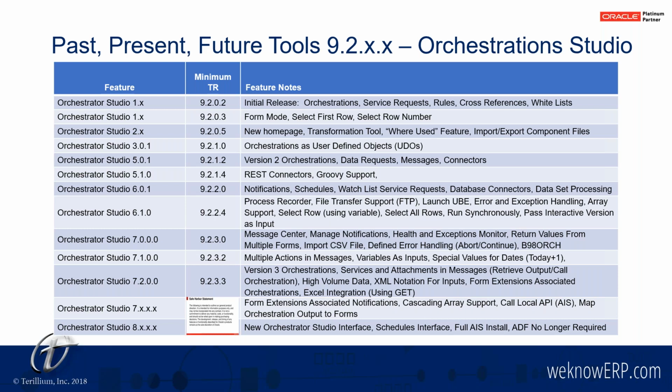Next would be with the Orchestrator Studio. So the Orchestrator Studio first came out in 9202, allowed for basic service requests, rules, cross-references, and whitelists to be able to be done. Every release since then has had significant features, so much, in fact, that we are encouraging clients to get to at least 9233 if possible, to kind of start building their orchestration library.